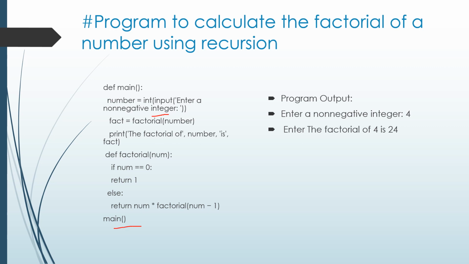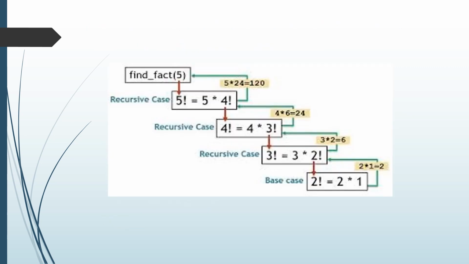So the output will be: enter a non-negative integer. The user entered 4, and the factorial of 4 is 24. This is a clear explanation of how the factorial works. These three are the recursive steps and this will be the base case.